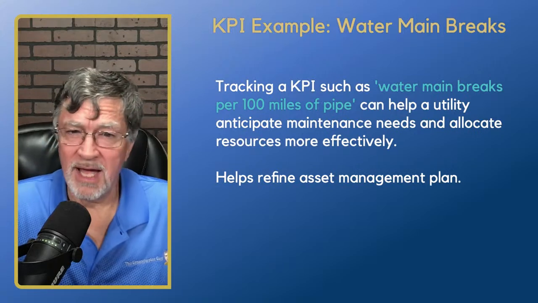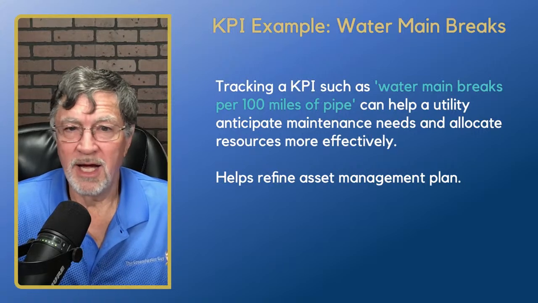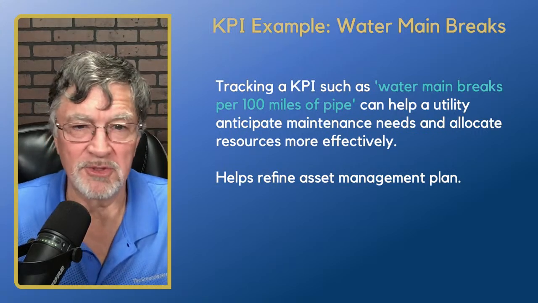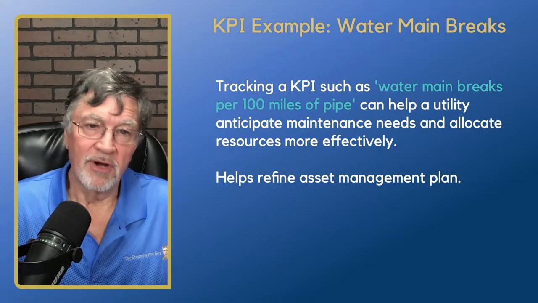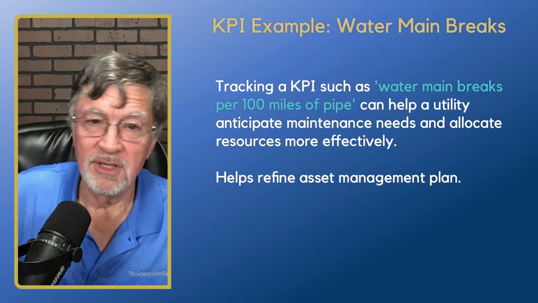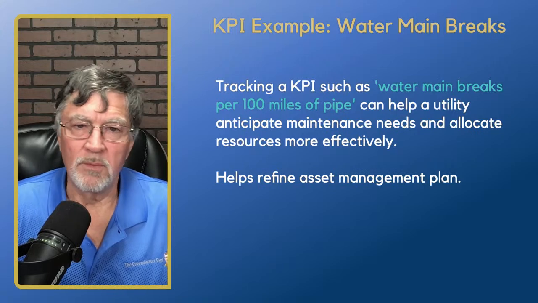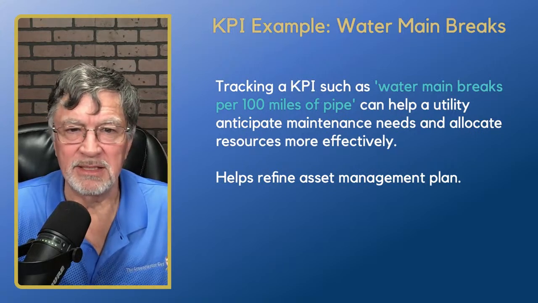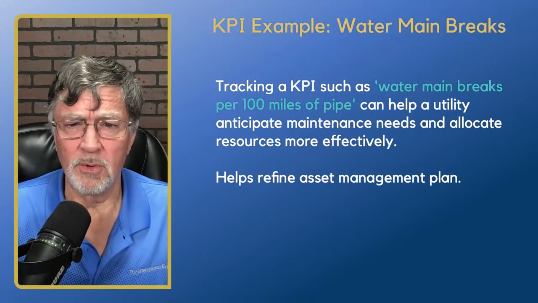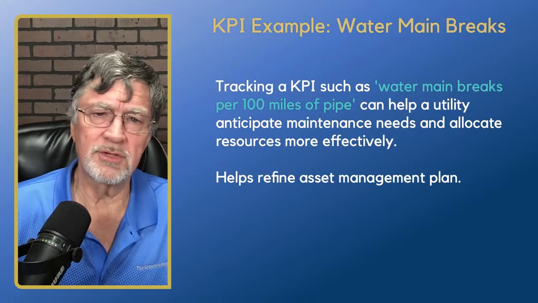And so if we break it down by parts of the system, then we can see, okay, we have a pretty high number here, and it's going up, of water main breaks per 100 miles of pipe. And over here, it's a pretty low number. So that section of the pipe is good. This section of the distribution system really needs some attention. We need to go back and look at our asset management plan and see when we're scheduled to replace, and maybe make some adjustments there. So it really does help refine the asset management plan. And so these are some examples.